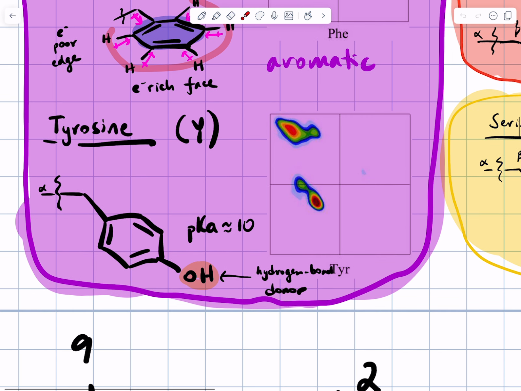Tyrosine is like phenylalanine, but with the para-OH group. So the side chain of tyrosine is a phenol. This is our first that has a side chain pKa that we need to worry about. Tyrosine has a pKa of 10.